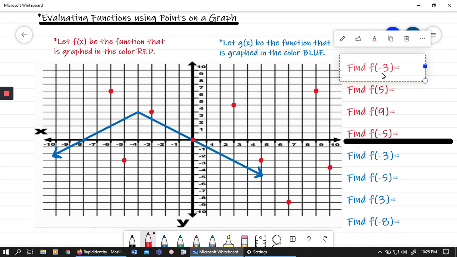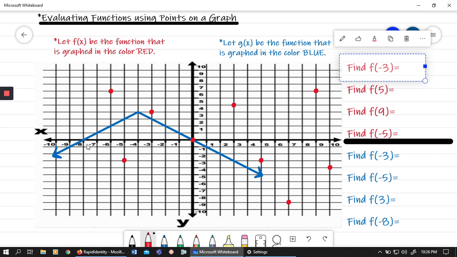But guys, you got to look at the right function. Clearly, you can see that these two functions are color coded, and we're talking about the red function that we have called f of x. So you're going to find the y value when x equals -3 for that red function. So let's look at our graph at the red function.